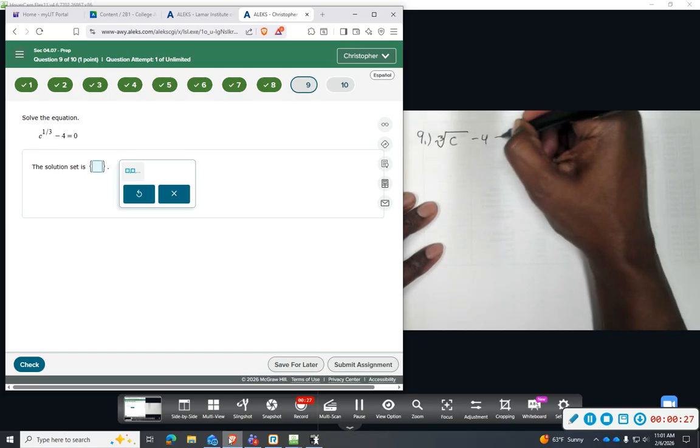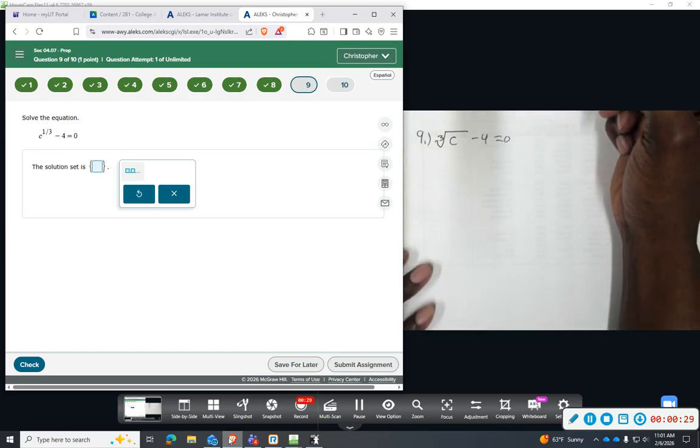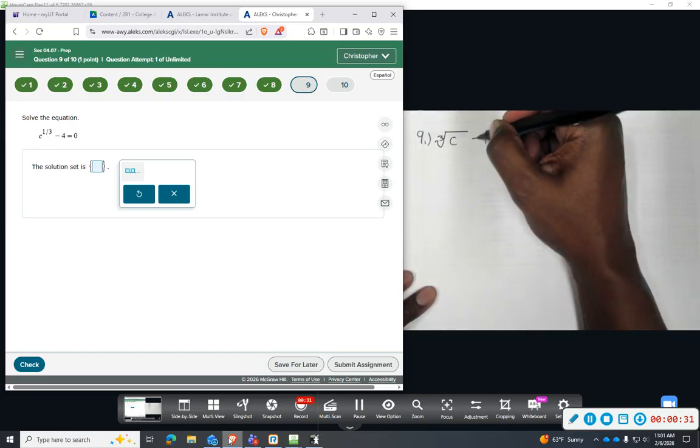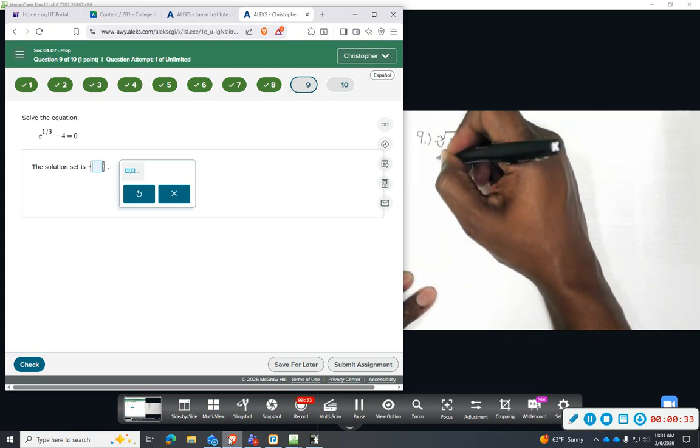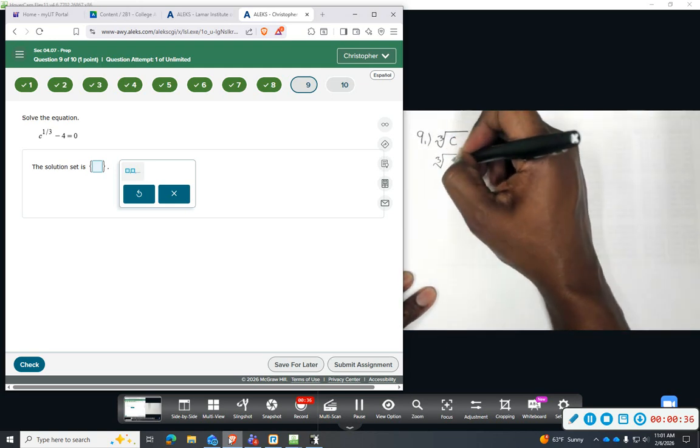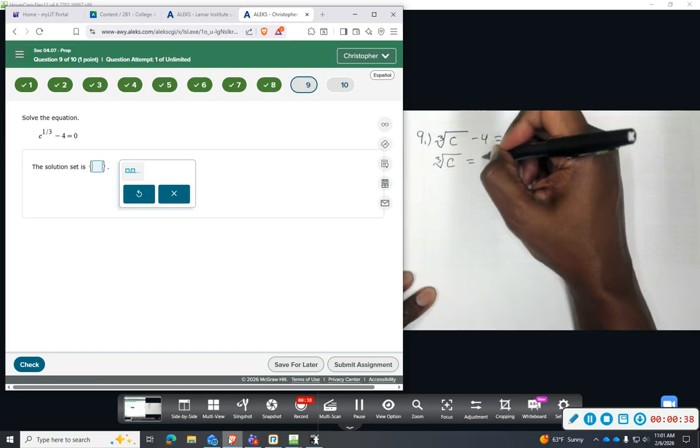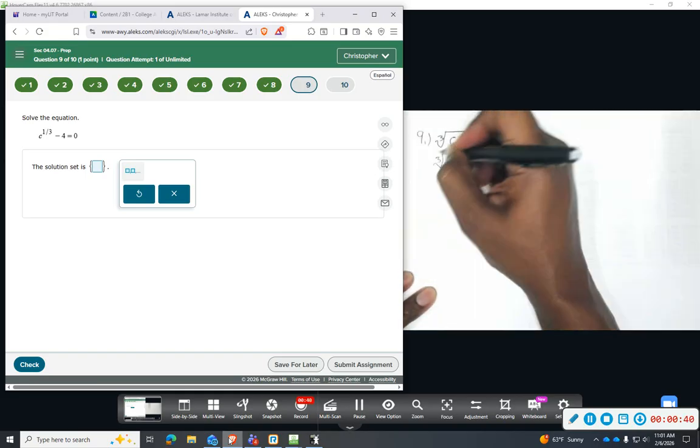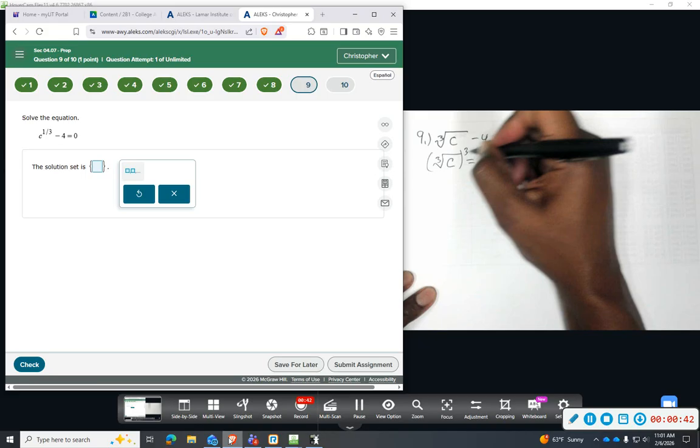Minus 4 equals 0. Alright, so I'm going to isolate this radical. I'm going to add the 4 to the other side. So it's going to give me the cube root of c equals 4. And then I'm going to raise both sides to the 3rd power.